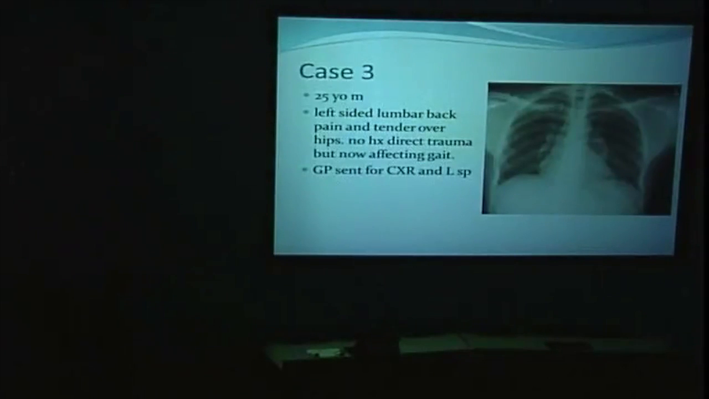Important things to look for, obviously, bony involvement. Make sure you have a good look at the spine, especially in somebody like this. What are you thinking from the history here? Lumbar back pain, affecting gait, what could that be? Yeah, psoas abscess. So you can see the spine and the paravertebral soft tissues on a plain film. Make sure you look all the way down.